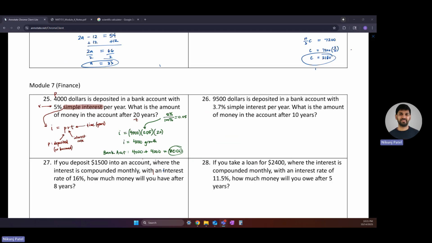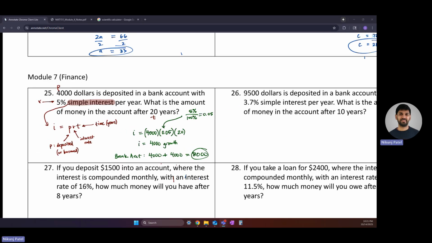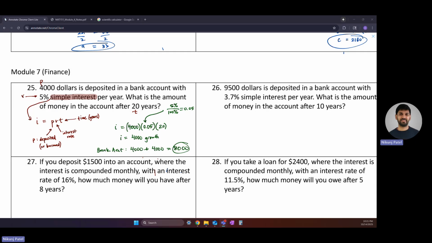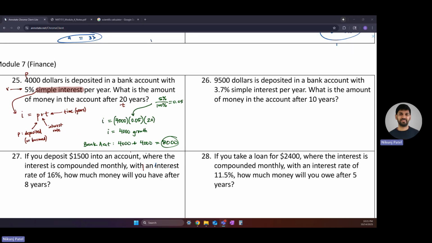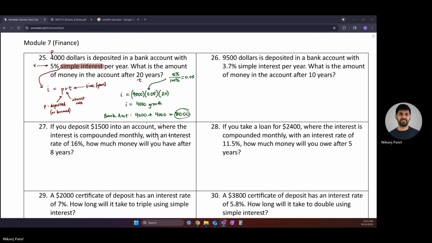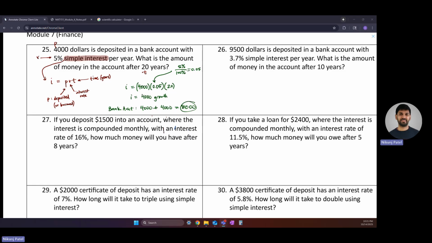So number 26 is a similar example. See if you can try 26 and compare your answer with the key. Number 26 is worked with the same formula that we used in 25. Let's look at number 27 now.